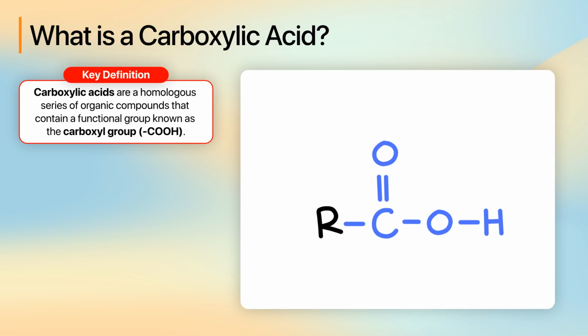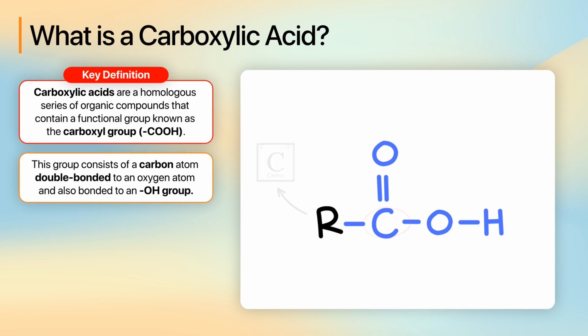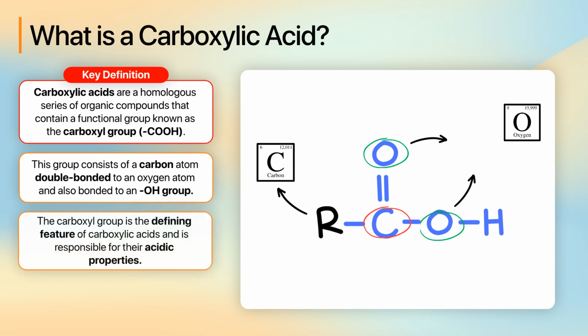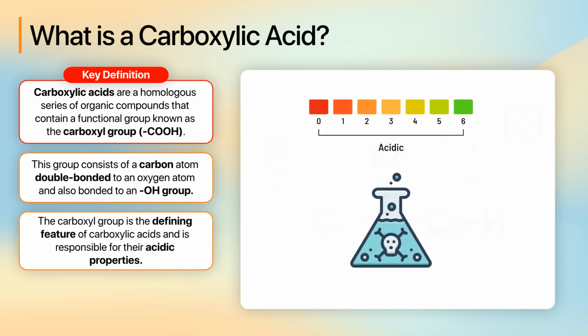Carboxylic acids are a homologous series of organic compounds that contain a functional group known as the carboxyl group, COOH. This group consists of a carbon atom double bonded to an oxygen atom and also bonded to an OH group. The carboxyl group is the defining feature of carboxylic acids and is responsible for their acidic properties, which we will explore in further detail in an upcoming lesson.